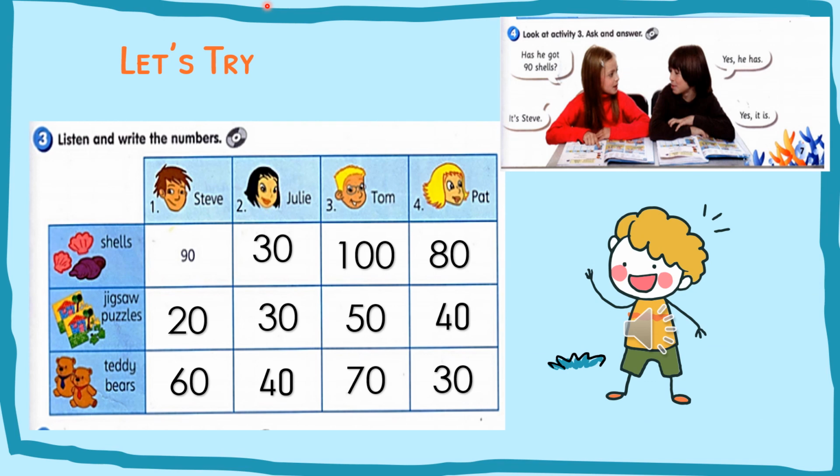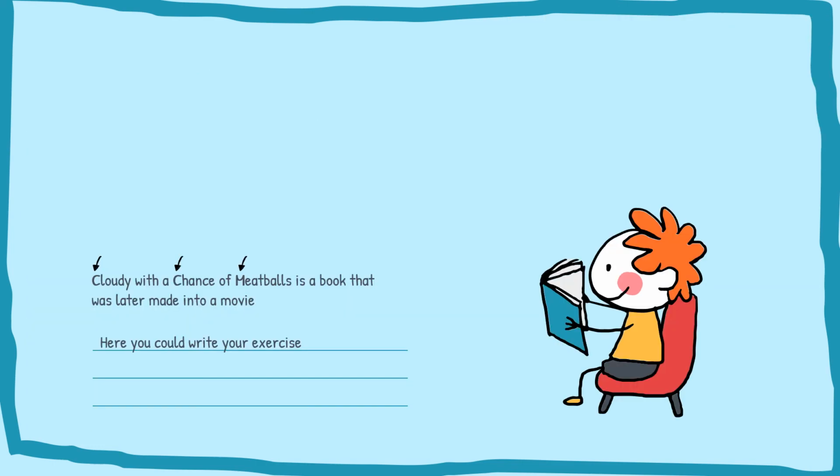Okay, now let's look at this picture. This girl asks, has he got 90 shells? Can you refer to the box here? The shells, 90 shells. Where's 90? Here, 90. So the question, has he got 90 shells? That means the positive one, the answer is yes, he has. Then this girl says, it's Steve. Is it true? 90 shells is Steve. Yes, it is.